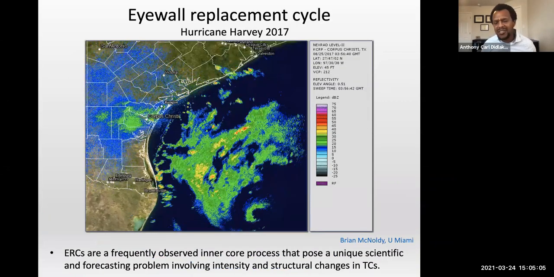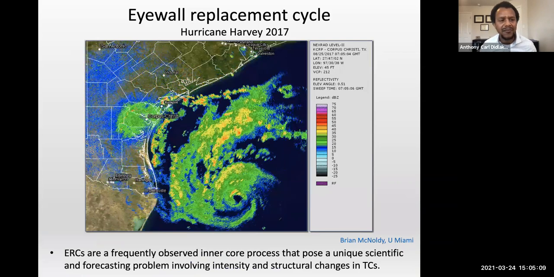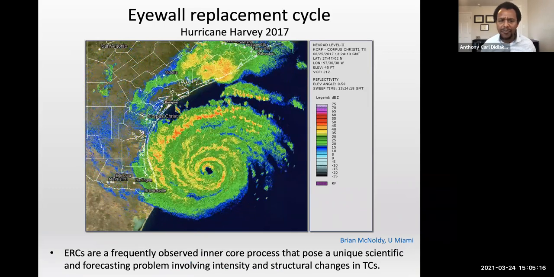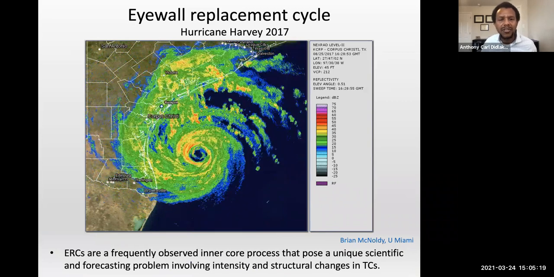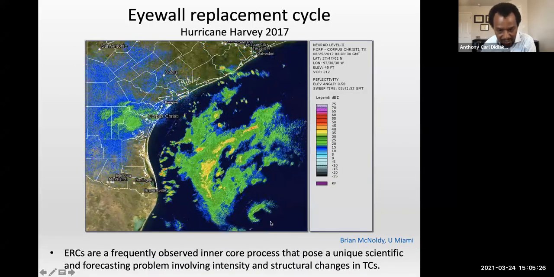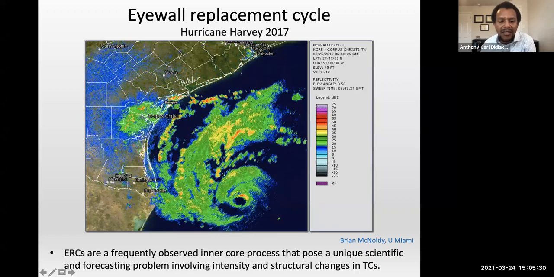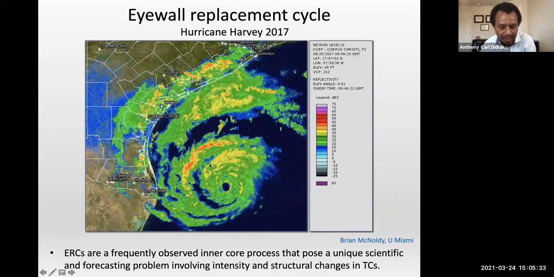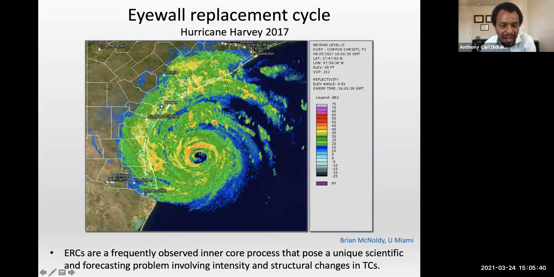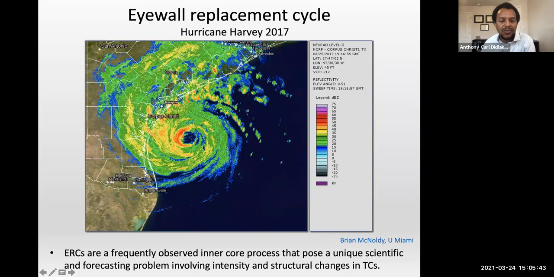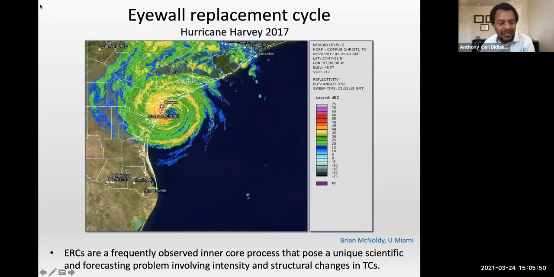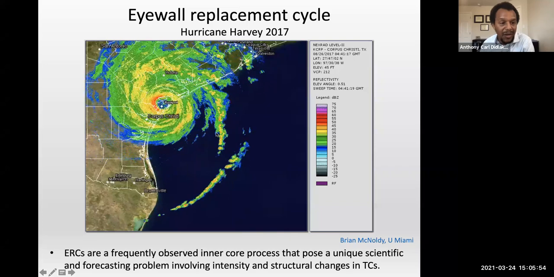I'm going to spend a bit of time going over some of the fundamental pieces in the literature that talk about eyewall replacement cycles and secondary eyewall formation. Here we have a radar loop showing Hurricane Harvey in 2017, and you can see in this radar loop a lot of the rain band spiraling around the storm as it's rapidly intensifying. But eventually these spiral rain bands turn into a clear convective ring around the inner ring of the eyewall. And that outer ring eventually replaces the inner eyewall as part of this eyewall replacement cycle. This is a frequently observed inner core process in tropical cyclones across the world.